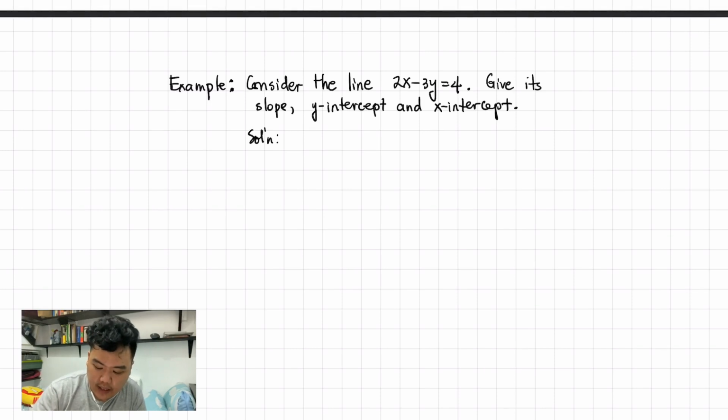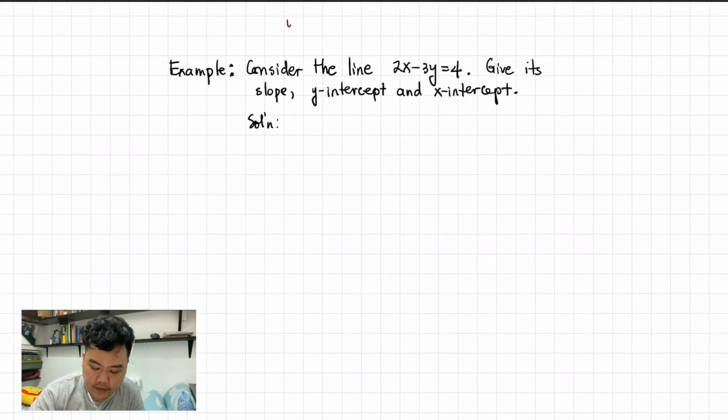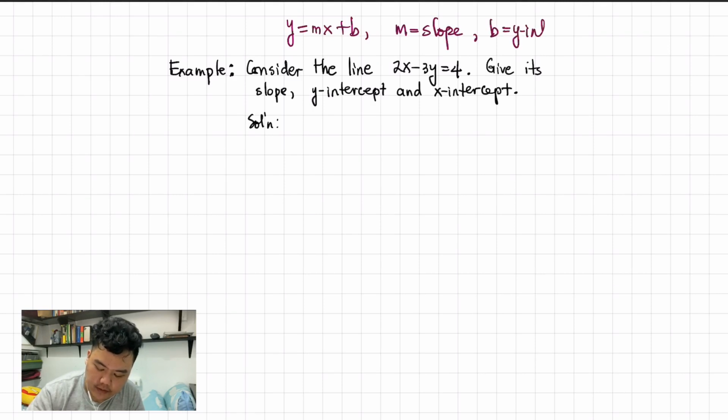Okay, so let me just write our formula, the slope-intercept form, y equal to mx plus b. This is called the slope-intercept form because you need the slope m and the y-intercept b. For us to find the slope, y-intercept and x-intercept of this line, we actually will use this one to compute for the slope and y-intercept only. And I'm going to teach you how to find the x-intercept given an equation of the line. So let us write this equation in this form, meaning you solve for y.